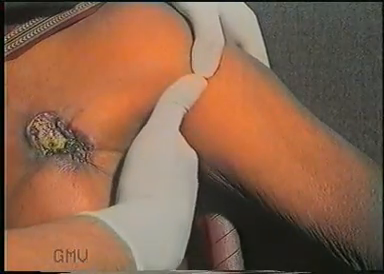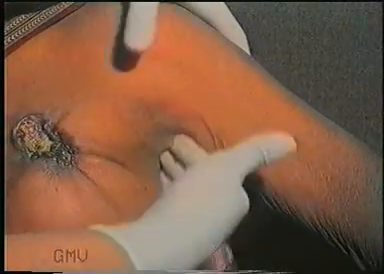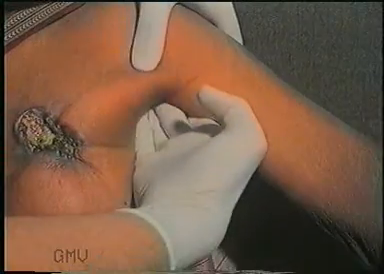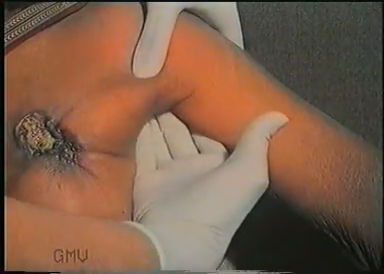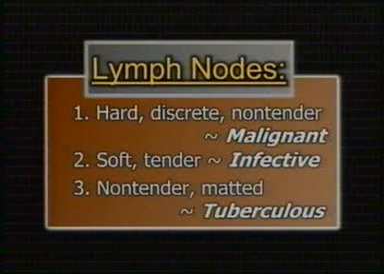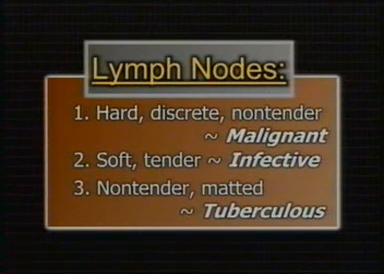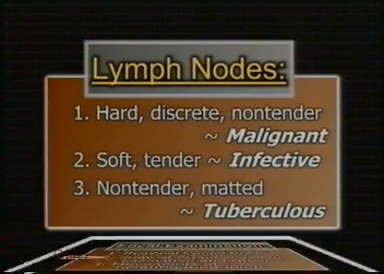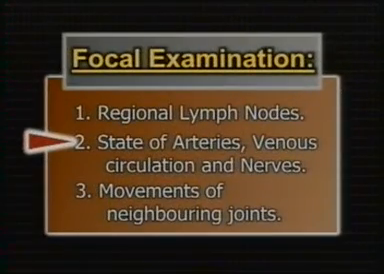Start with the palpation of the regional lymph node groups. This is a malignant breast ulcer. Here the lymph nodes are hard, non-tender and discrete. If the ulcer is acutely infected, the lymph nodes will be enlarged and tender. If the lymph nodes are matted and non-tender, then suspect tuberculosis. If the regional lymph nodes are palpable, then palpate the higher group of lymph nodes also.